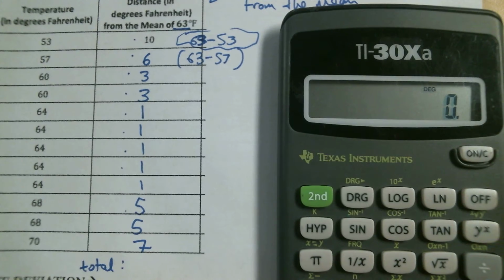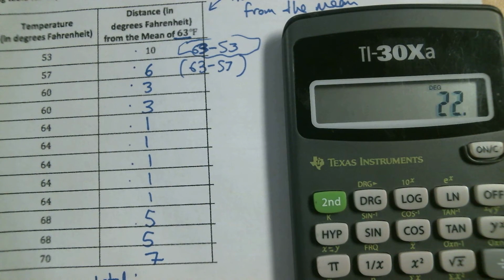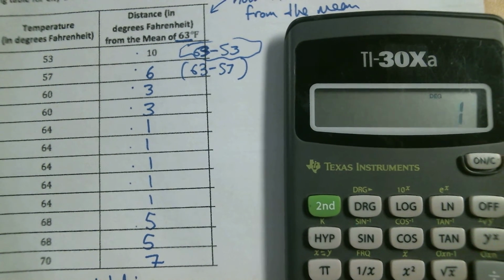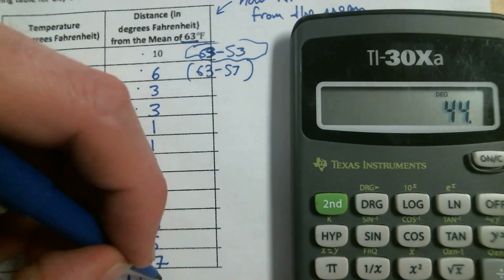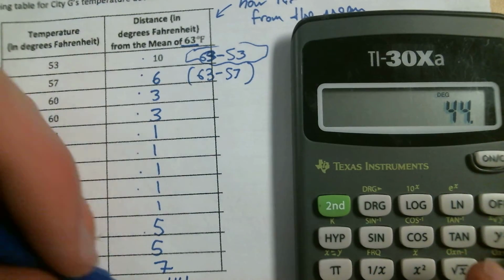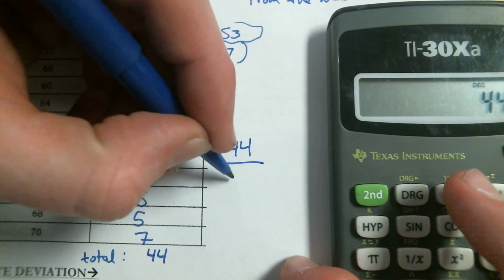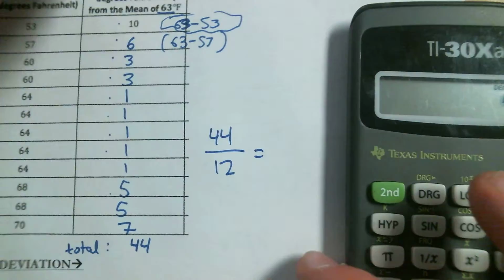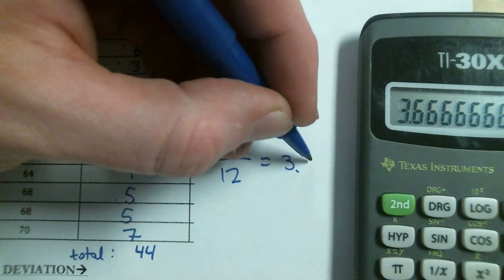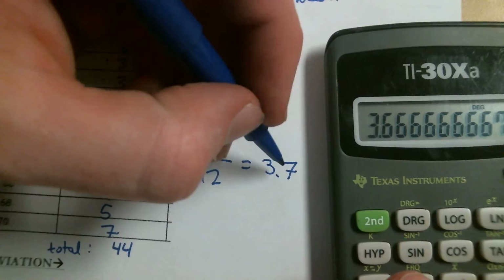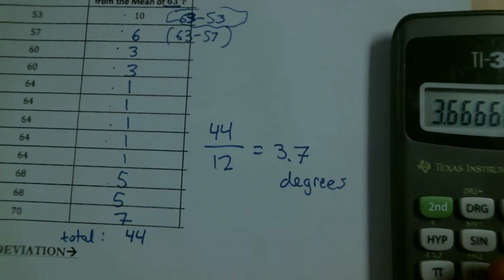So I know 10 and 6 and 3 and 3 and 1 and 1 and 1 and 1 and 1 and 5 and 5 and 7. And so I get 44. But I want to find the average distance away, not just the distance away. So it would be 44 divided by 12. That will tell me the mean absolute deviation. That tells me most of these points are about 3.7, if I round that decimal, 3.7 degrees away from the mean.